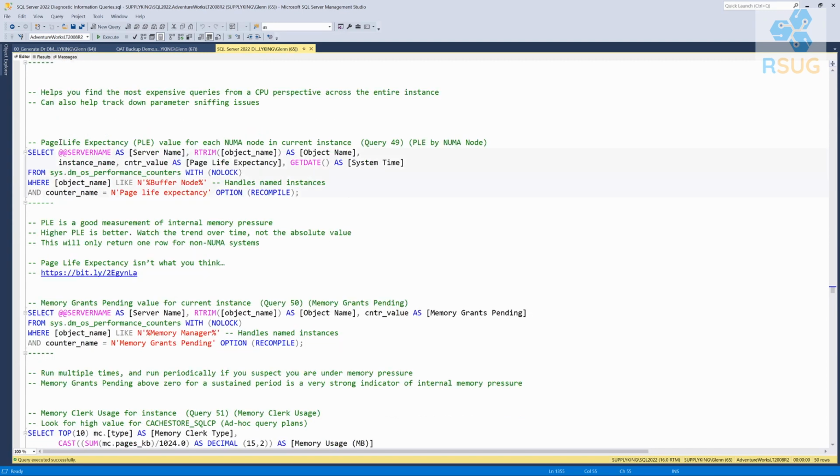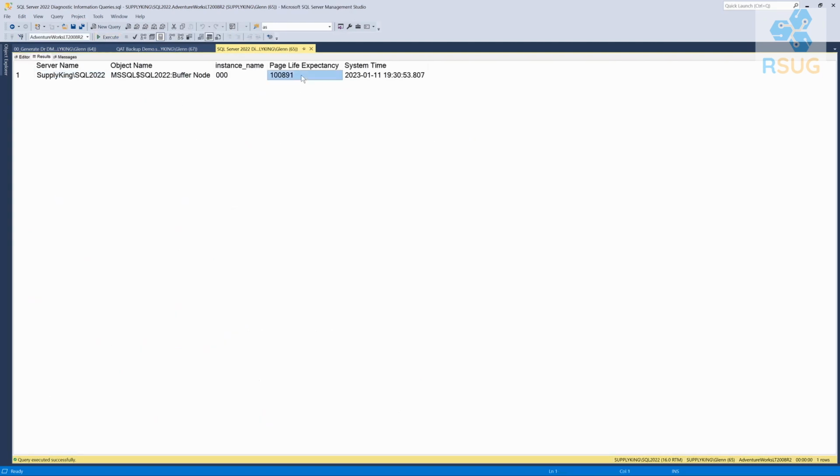So anyways, the next one is page life expectancy. The window disappeared for a while, but this shows you your page life expectancy in seconds for each NUMA node, and also tells you what time you took the measurement. And you want to just watch the trend of this over time, because you can't just run it once and decide, oh yeah, I'm good or I'm in bad shape. There's easy ways to track this over time if you want to. Most monitoring tools do it, for example. But the higher this number is, the better.